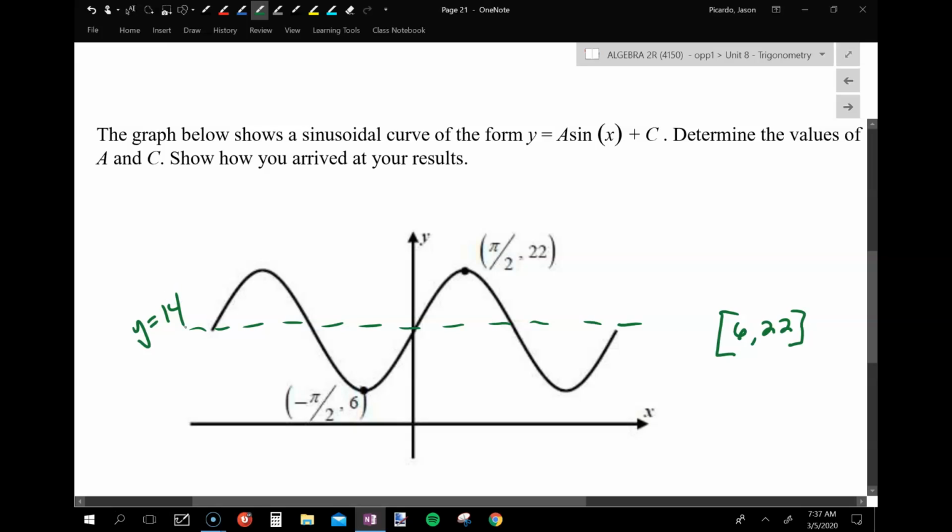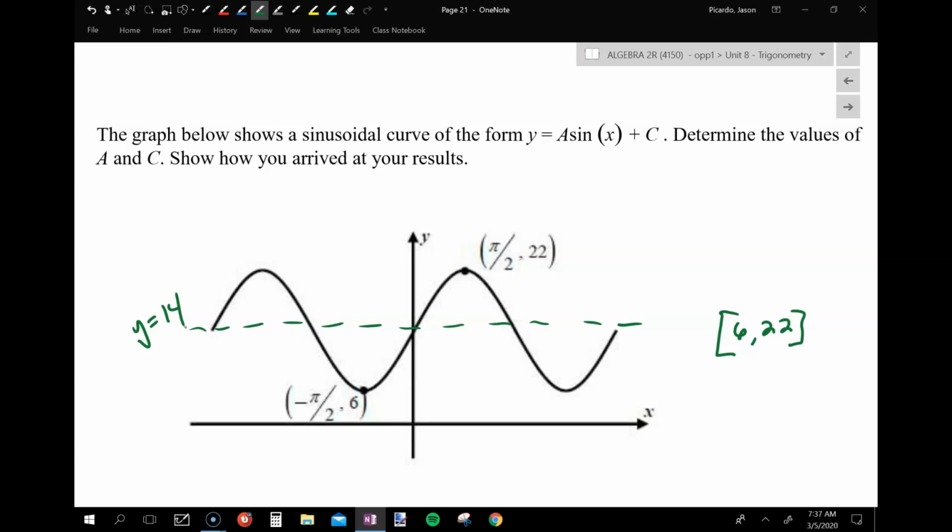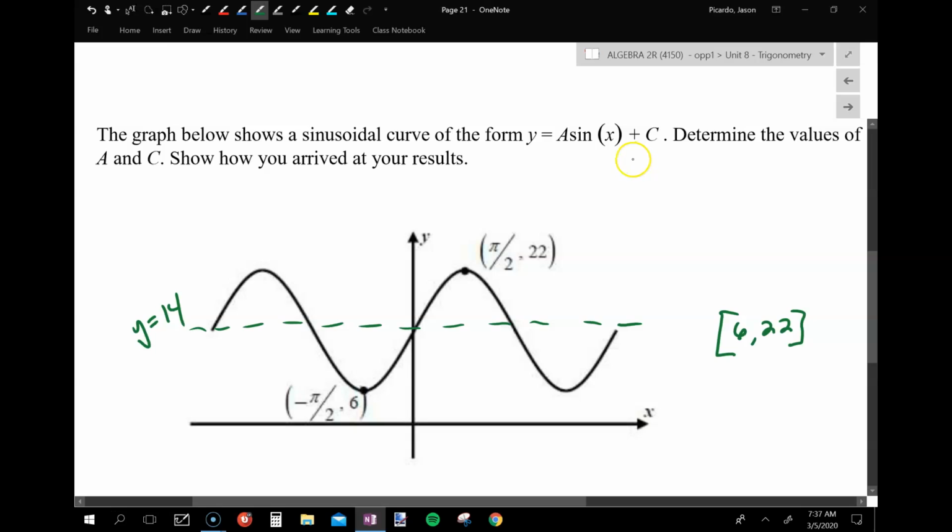All right, so why is that important? Why would I want the midline? Well, I agree. That is definitely important. It gives me the C value, right? It tells me how much I shifted, correct? So it looks like I shifted up 14 units.